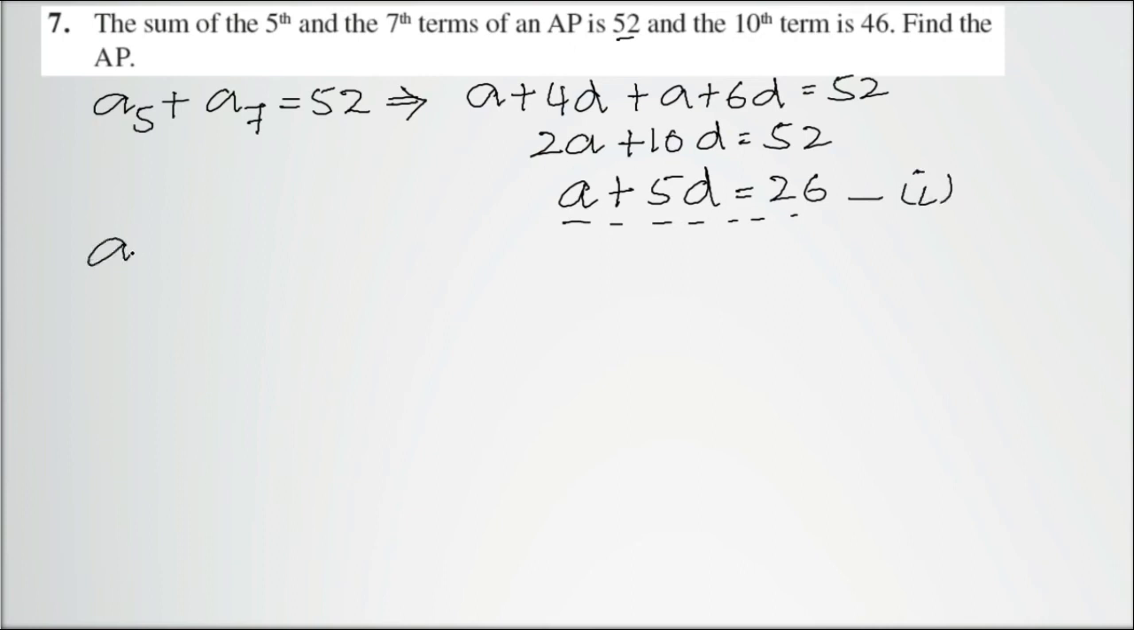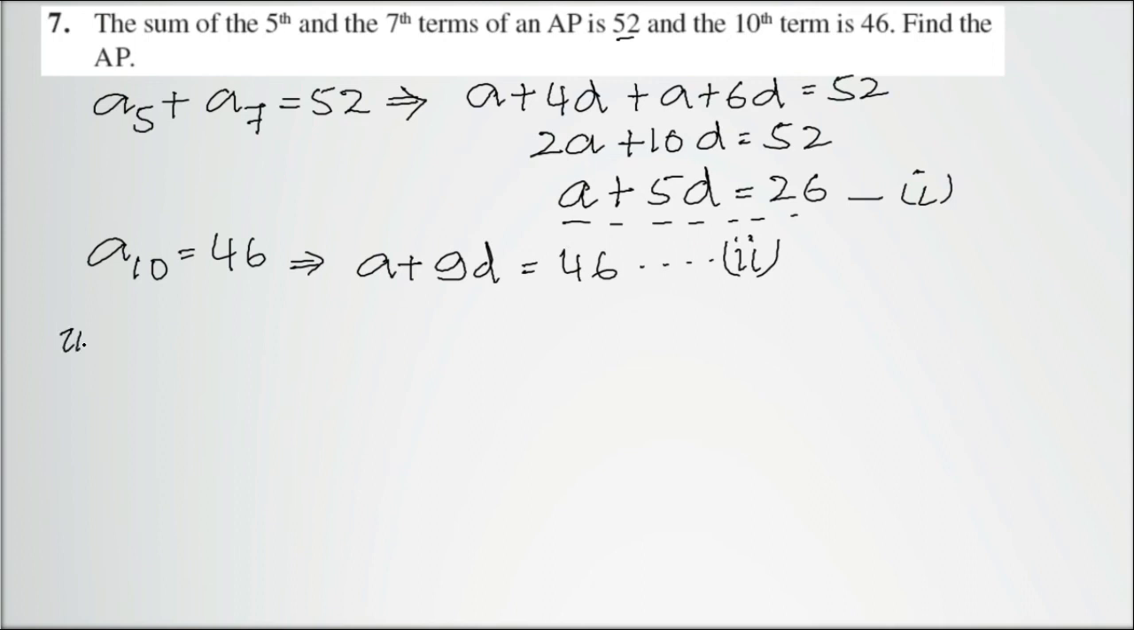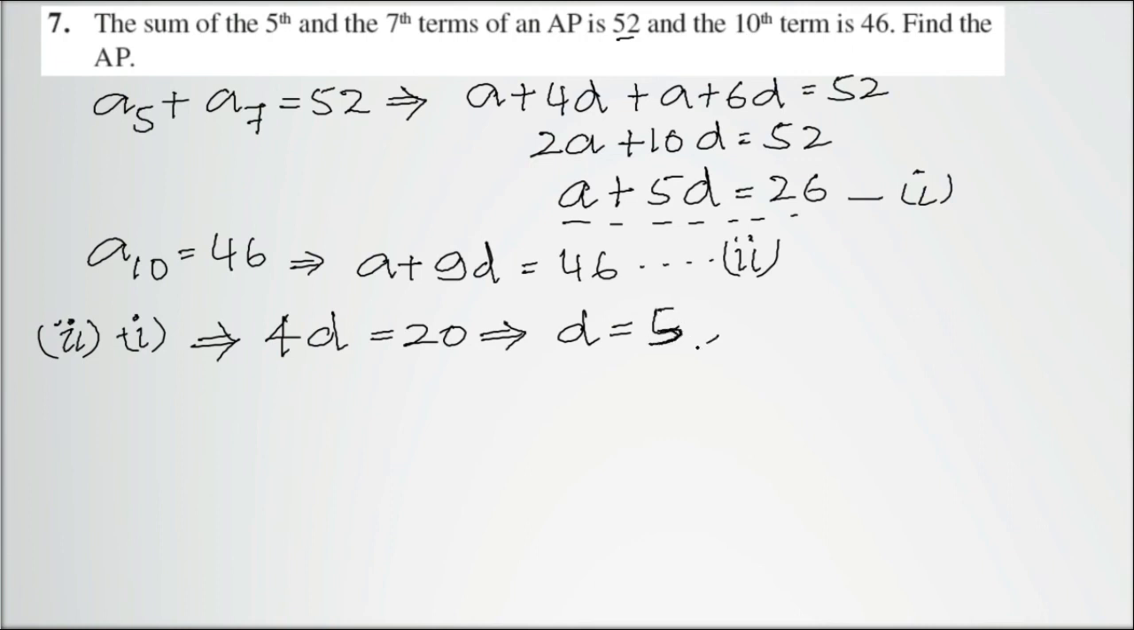They are also given 10th term is 46. So A plus 9D will be equal to 46. Let this be equation 2. Let us do equation 2 minus equation 1. On subtracting, we will be getting 4 times D equal to 20. This implies the value of D is 20 by 4. The value of D is 5. The common difference is obtained as 5.